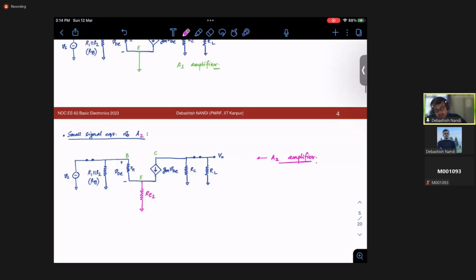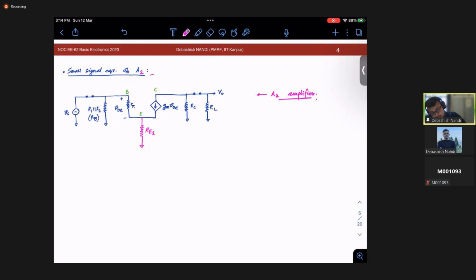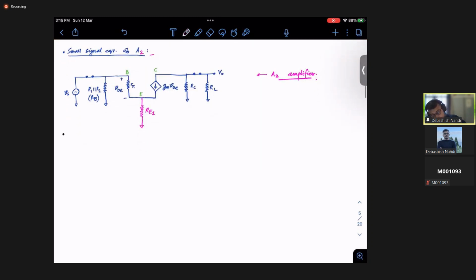So what I will do, I will analyze this A2, and after the results we get, I will just replace this RE1 by 0 to get the case for A1, right? So let's proceed with the analysis of this circuit. I need to find out two main parameters, right? One is input resistance. Another one I am interested in is voltage gain, that is V naught by Vs, and this input resistance is Rin. So Rin is nothing but resistance looking in this side. Okay, so how to go about it?